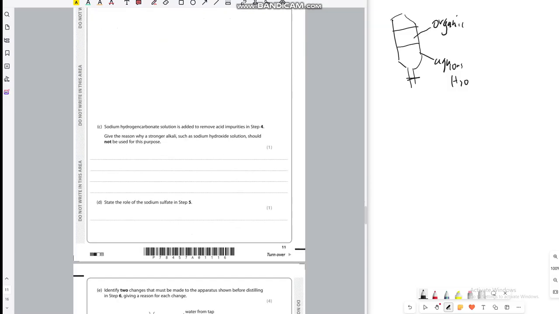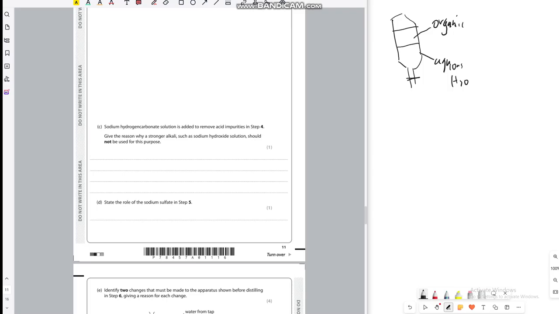Sodium hydrogen carbonate solution is added to remove acid impurities in step 4. Give the reason why strong alkali such as sodium hydroxide solution should not be used for this purpose. Now what we are doing is we are having alcohol and we are going to convert it into haloalkane. So when we add a strong base, what happens is the OH will go and replace the halogen and will again form the alcohol. To avoid that might be the reason why they are not using a strong alkali.